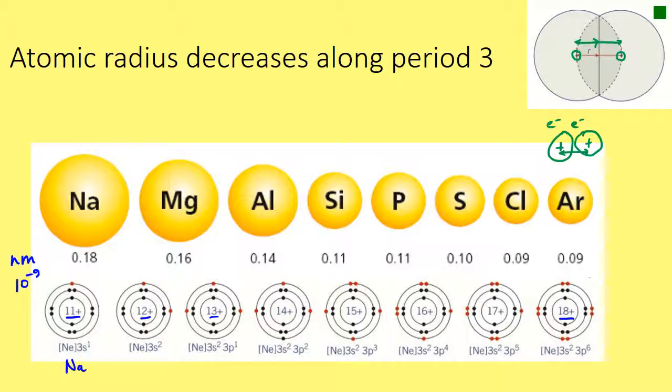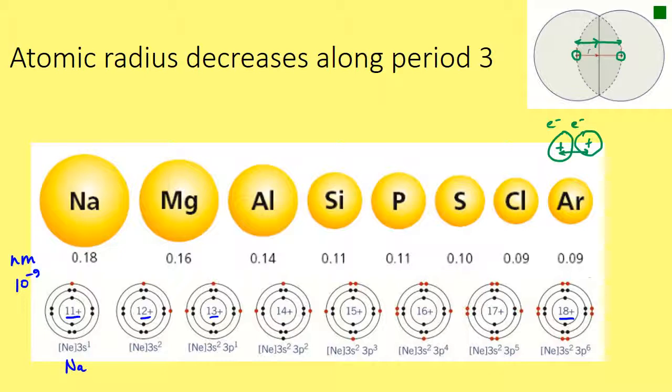And so that's one factor. A more positive charge in the nucleus is going to attract any electrons to itself more strongly than a less positive nucleus. And what's more, as you go along the period, all of the electrons are being added into the same shell.